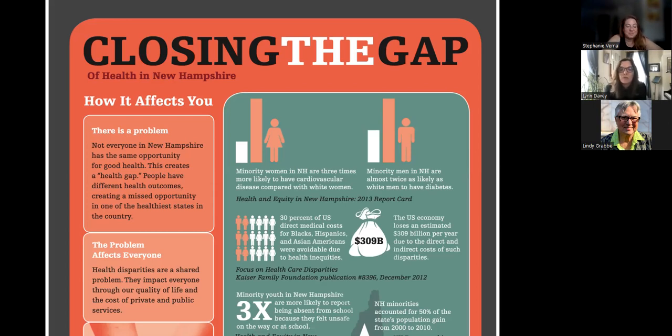Right. So if you look at the data, then it says the problem affects everybody. Health disparities are a shared problem. They impact everyone through our quality of life and the cost of things, right? So now it sounds like, oh, people with bad health outcomes are costing me. So if you look at the data, minority women in New Hampshire are 3 times more likely to have cardiovascular disease compared with white women. Minority men in New Hampshire are almost twice as likely as white men to have diabetes.